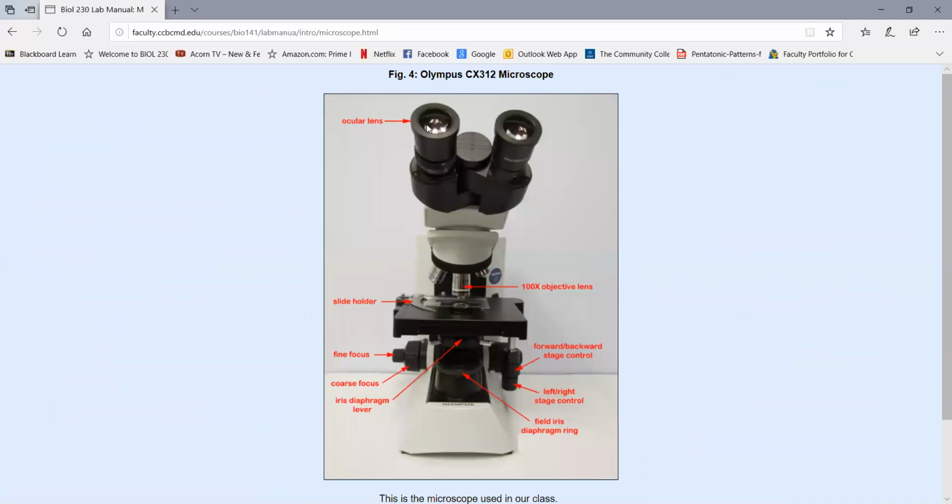So the ocular lenses are the eyepieces. And again, if you just grab those with 2 hands, you can rotate them up and down and increase or decrease the distance between them to match the distance between your eyes.